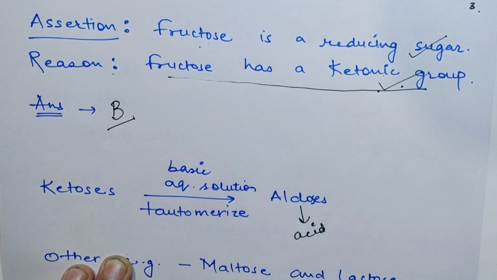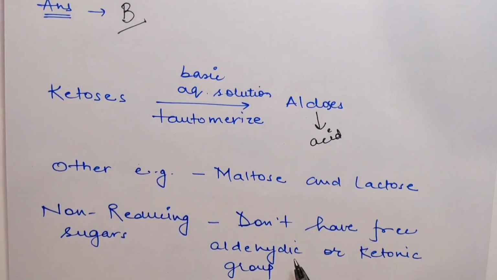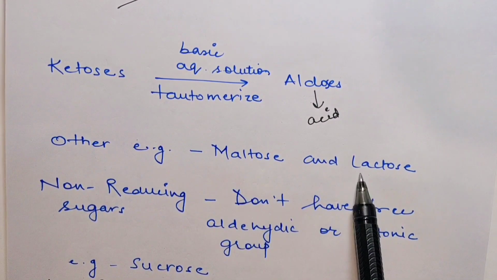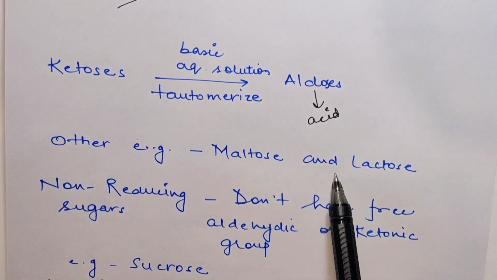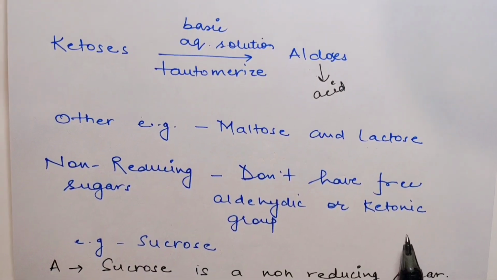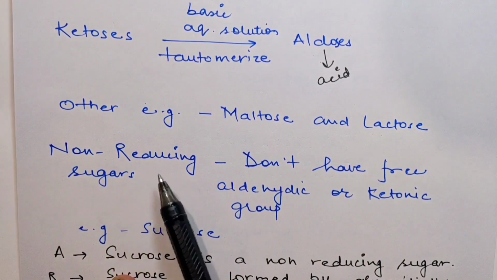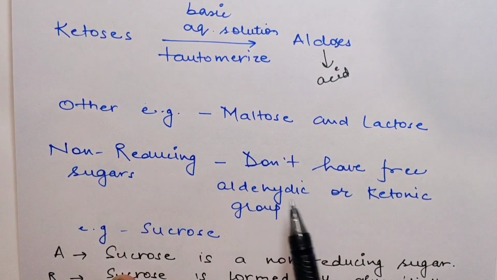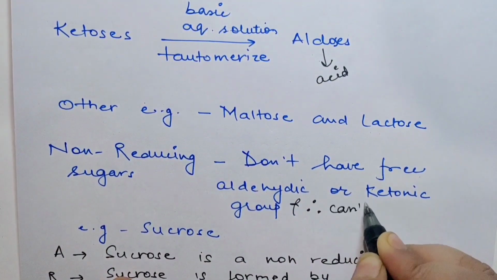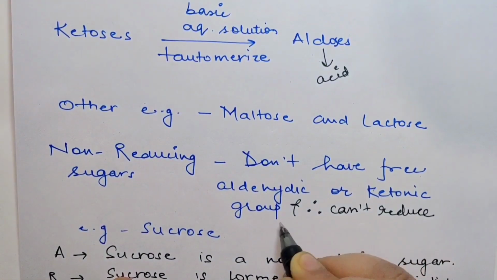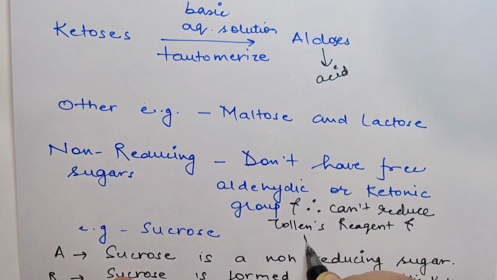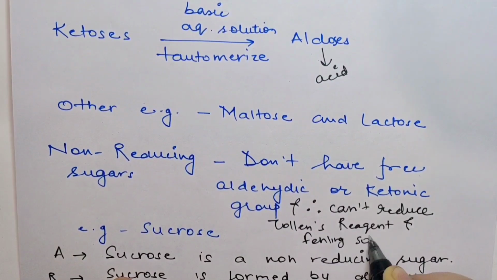Okay, moving on. What are the other examples of reducing sugars? Maltose and lactose, the two disaccharides, are reducing sugars. We will see how and why they are reducing sugars. Non-reducing sugars are the sugars which don't have a free aldehydic or ketonic group, and therefore they cannot reduce Tollens reagent and Fehling solution.